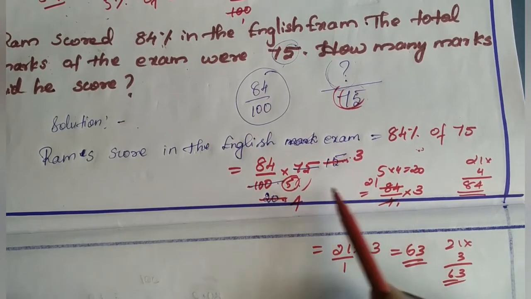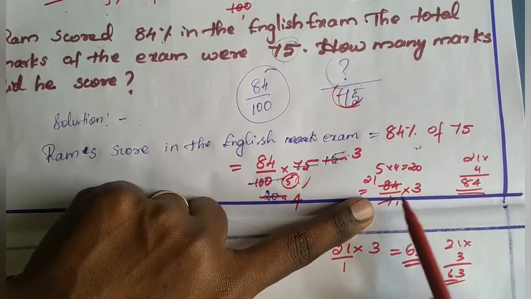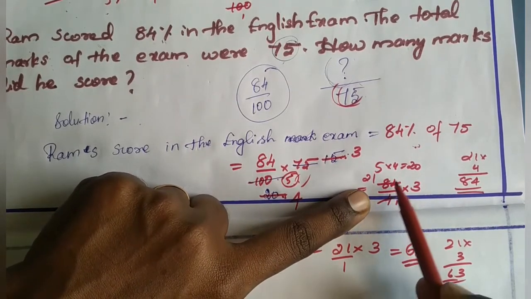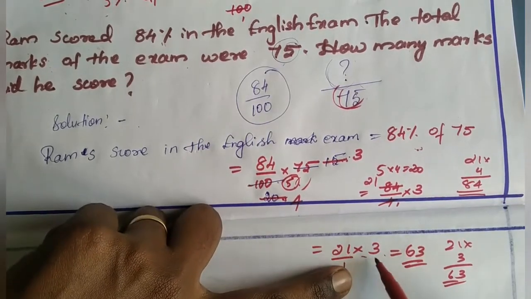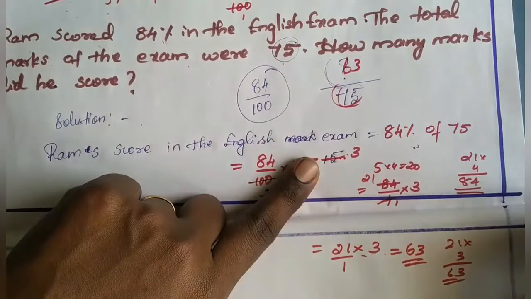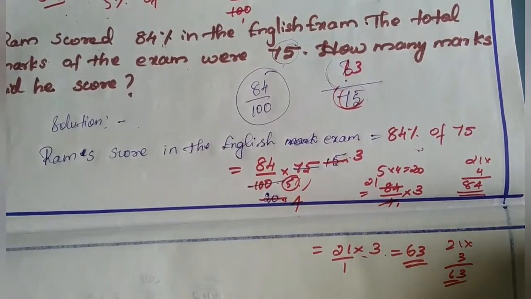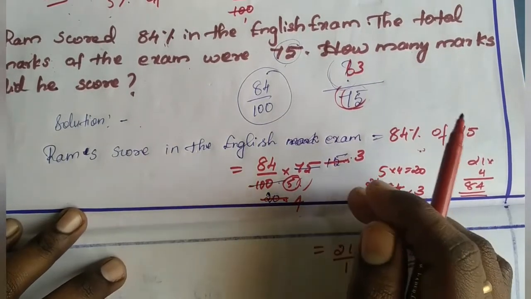Okay, again 84 by 4 into 3. Again 1 4 is 4, 21 into 4 gives you 84. So cancel both. 21 is the answer, 21 by 1 into 3. So multiplication 21 into 3 gives 63. Okay, so 63 is the answer. So the final answer is Ram scored 63 marks in the English exam.